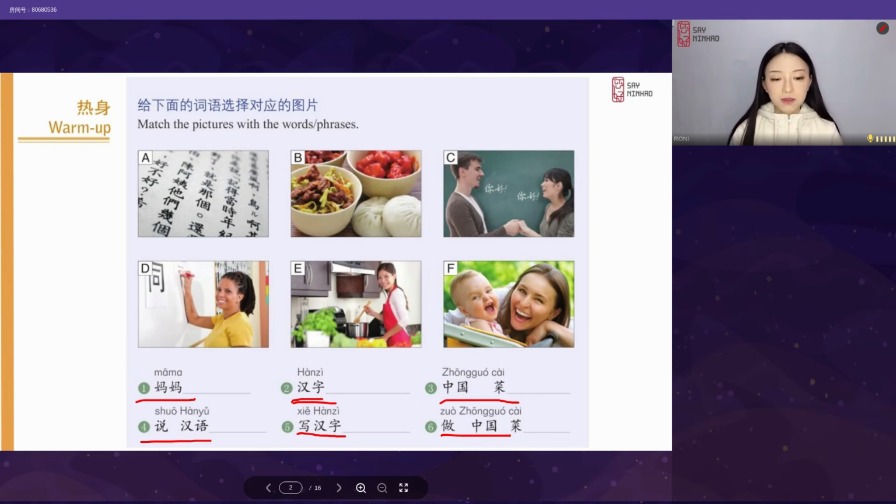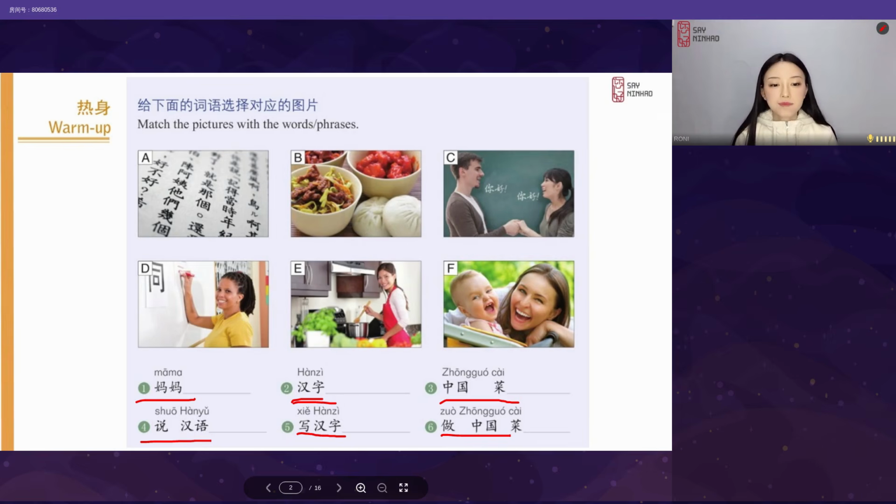Okay, try to fill in the blanks. I will give you 10 seconds, okay? Okay, time's up. Let's see the answers.